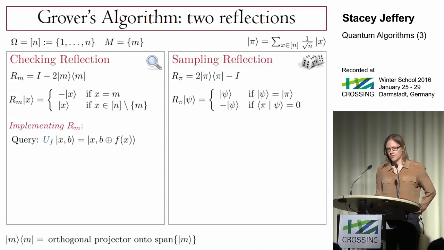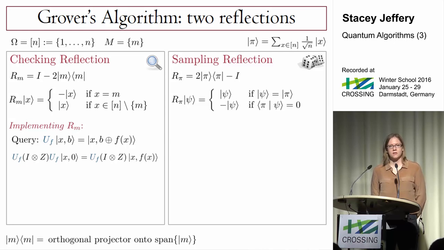Okay, and then I'll show you how you can implement the reflection r sub m, the checking reflection. So it's implemented as follows. First, we apply u sub f to a state x with an additional register that's just initialized to zero. So we're going to use an additional ancillary space and initialize it to zero. And this is just going to put f of x in that ancillary register. Okay, make sense so far?